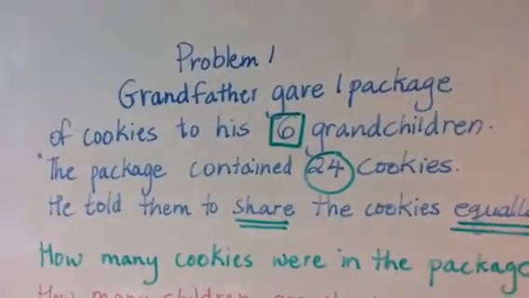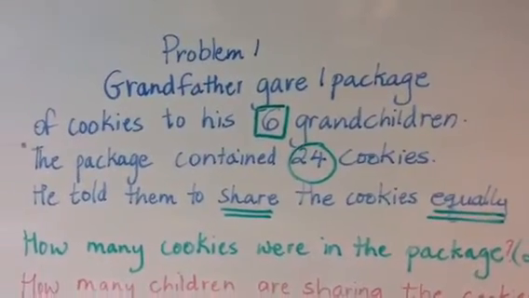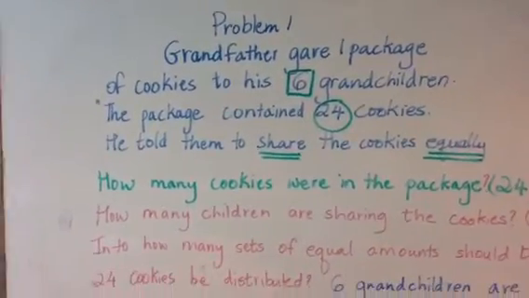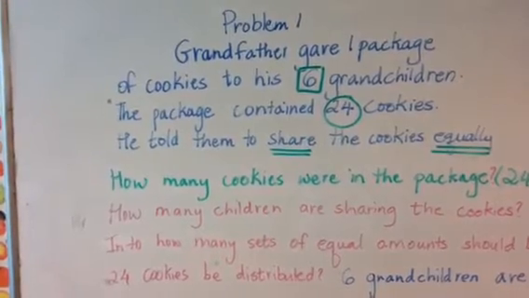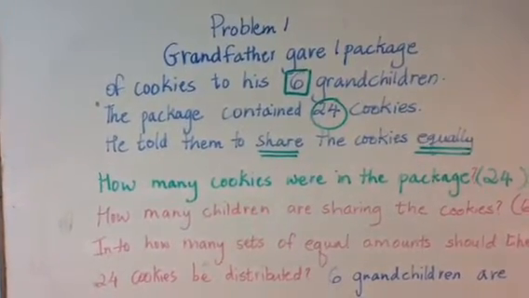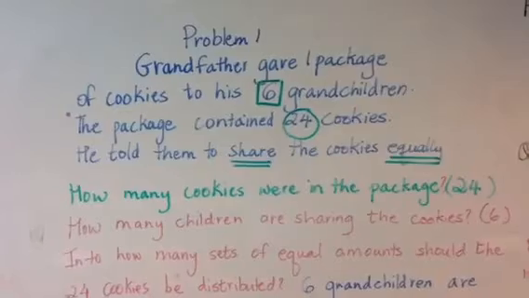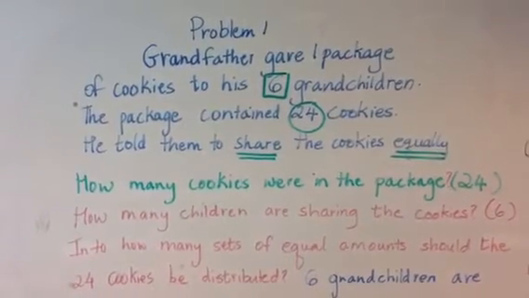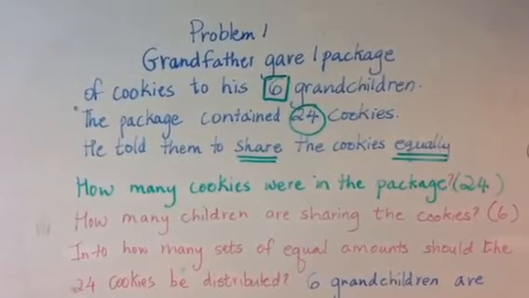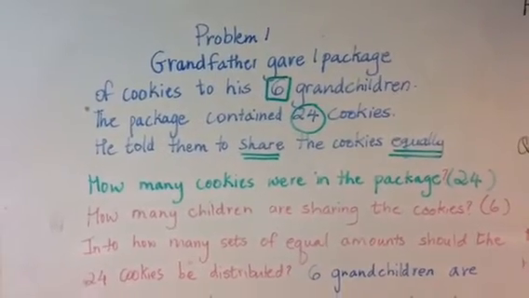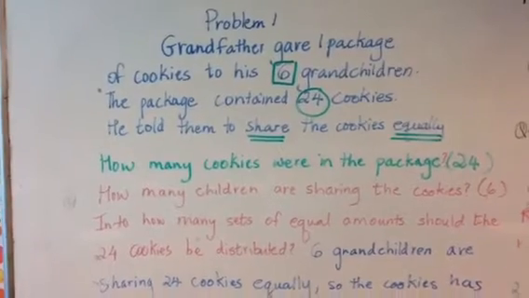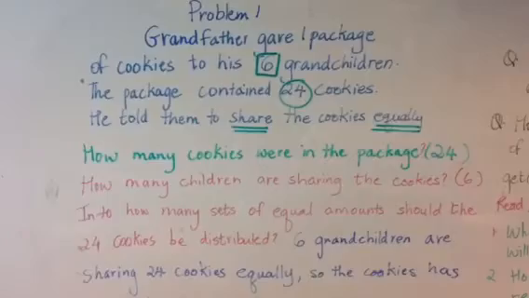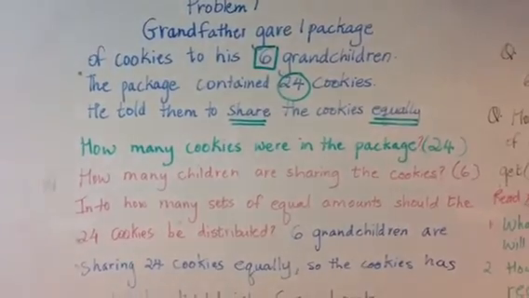Problem 1. Grandfather gave one package of cookies to his 6 grandchildren. The package contained 24 cookies. He told them to share the cookies equally. I boxed 6 children, so you know you're dealing with that number. I circled 24 cookies because that many cookies he made, and then I underlined twice "share" and "equally" because they're important words. Now look at the question.